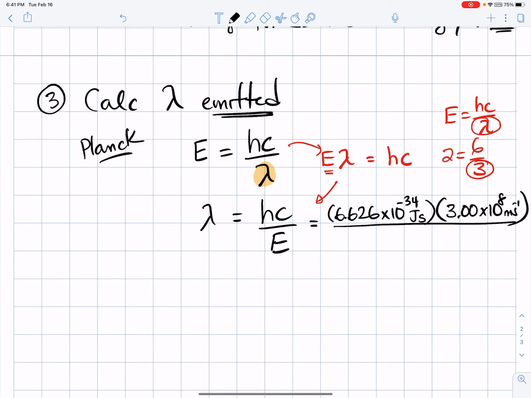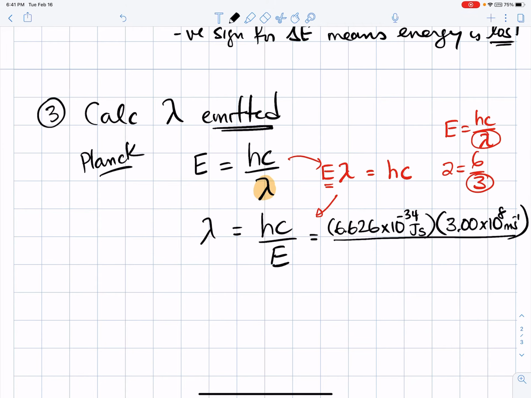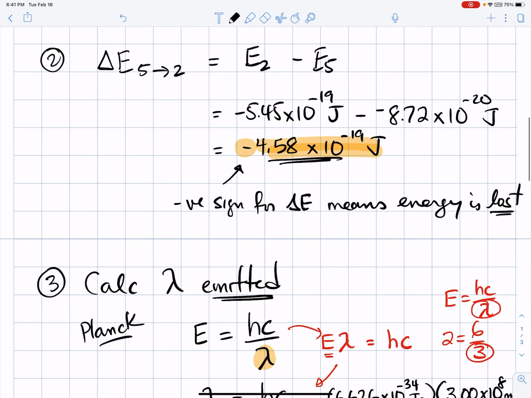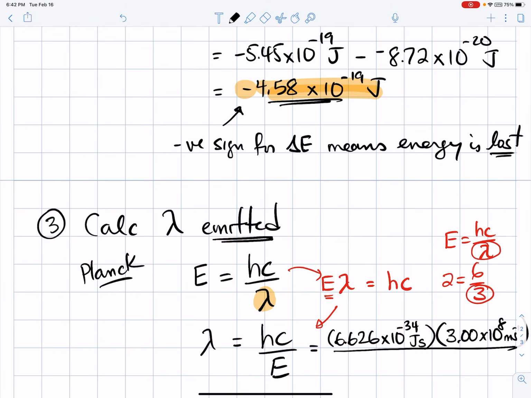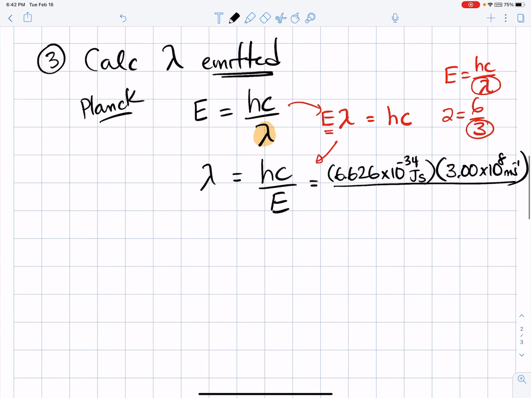And the E here is the energy that was released. Up above, we said that the energy change was negative 4.58 times 10 to the minus 19 joules, and we noted that the negative sign tells us that energy was released or lost. So what I'm going to do is simply make that a positive number. I'm going to take the absolute value of it and put it down in this equation. So instead of negative 4.58, we'll put positive 4.58 times 10 to the minus 19 joules.